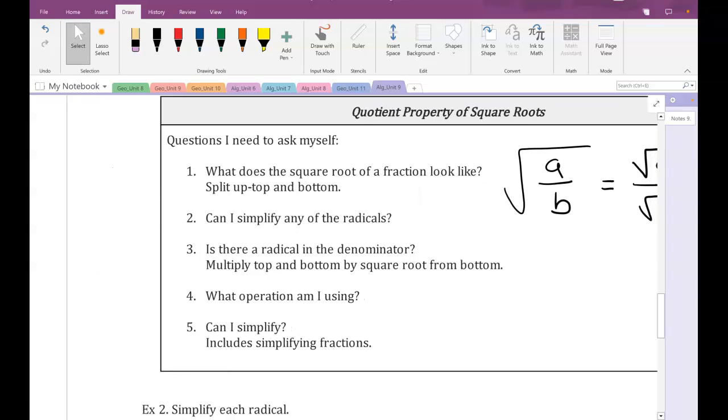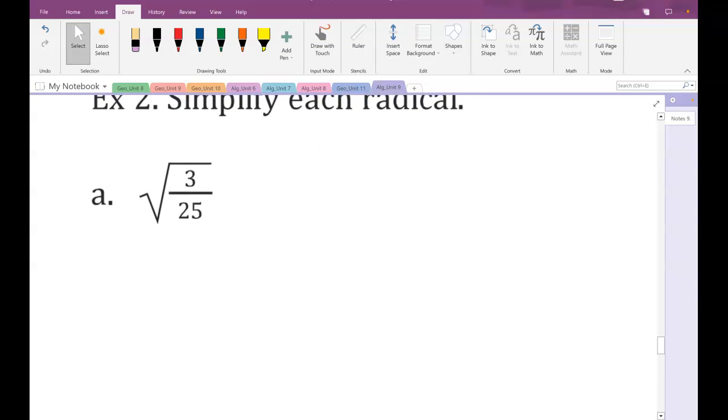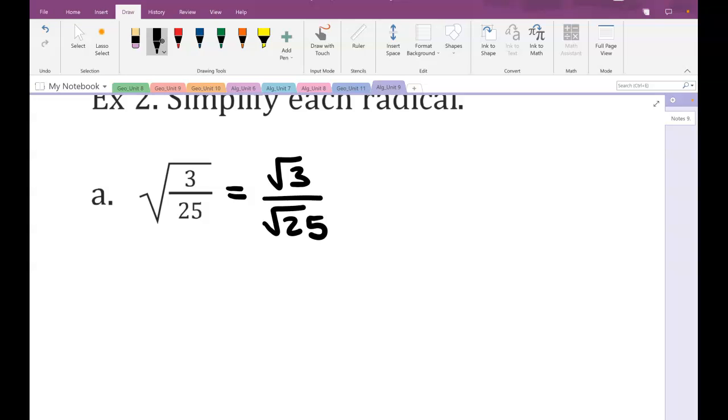So, example A. We look at what our fraction looks like. We have the square root of 3 25ths. Using our rule, we can split that up into the square root of 3 divided by the square root of 25. Which one of those is a perfect square? You all should say 25. So 25 is our perfect square. So we can simplify our denominator to 5.